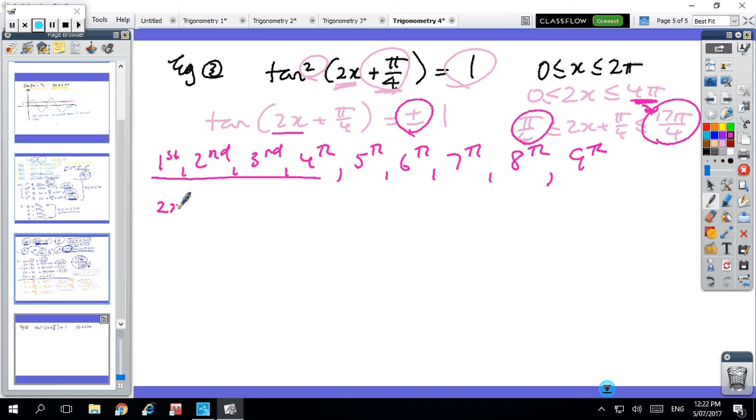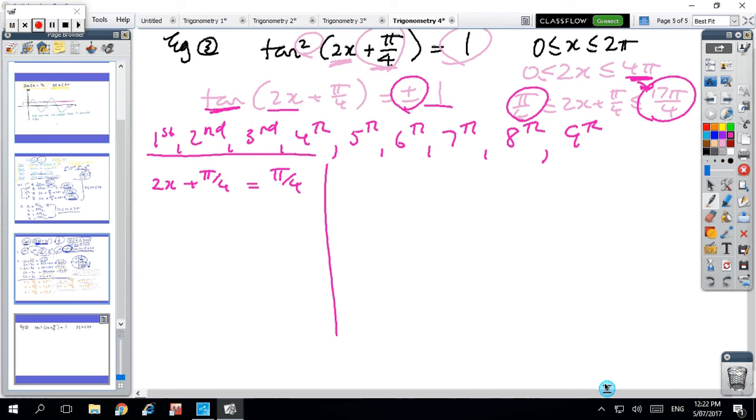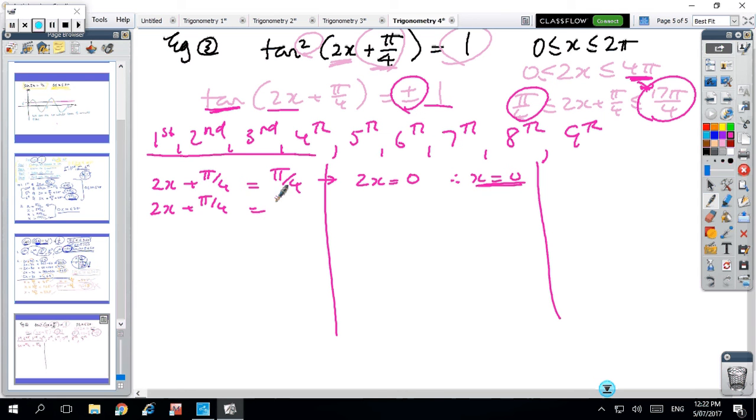So we've got 2x plus pi on 4, and when tan equals 1, we've got pi on 4. So if we're going to go across that way, 2x equals 0, so x equals 0. And whenever you get an answer of 0, there's going to be another answer at 2 pi because 0 and 2 pi are the same. So 2x plus pi on 4 equals, second quadrant, 3 pi on 4, which means that 2x equals pi, so x equals pi on 2. Okay, so that's first and second.